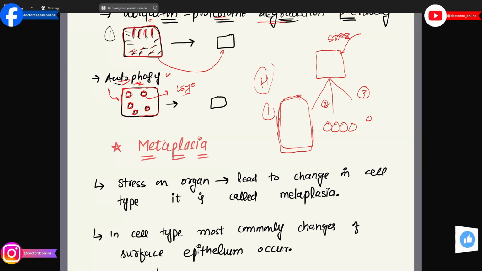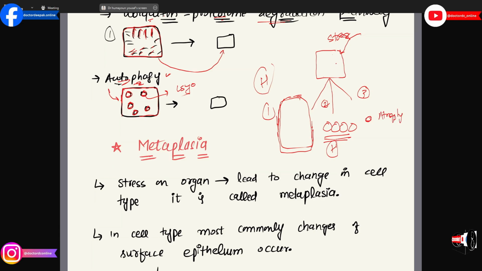And if that cell keeps its size but only the number of cells increases, if the cell size is maintained but the number of cells is increased, it is called hyperplasia. So hypertrophy, size increase; hyperplasia, number of cells increase. And the third thing, if I put a stress and that cell decreases its size, it is called atrophy.